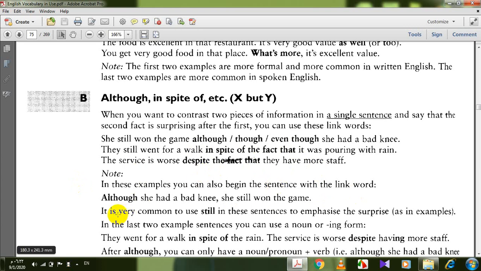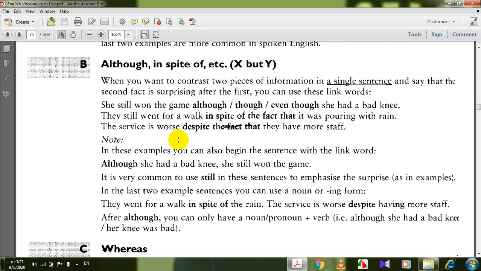Although she had a bad knee, she still won the game. It is very common to use still in these sentences to emphasize the surprise. So still is used to emphasize the surprise, as in the examples. In the last two example sentences, you can use a noun or ing form. In spite of, despite, without saying the fact that.